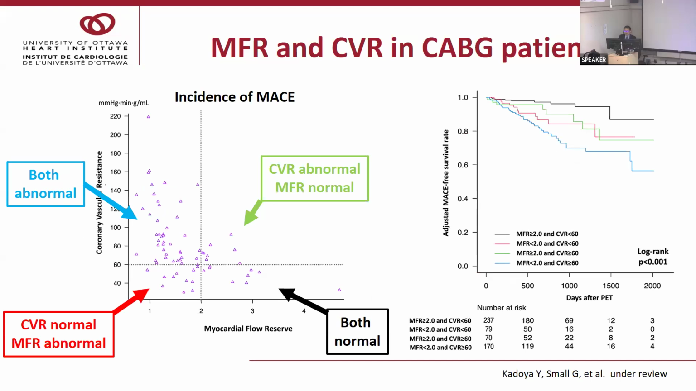When we classify the patients into 4 groups based on CVR and MFR, there was a significant difference in prognosis between the 4 groups. If both CVR and MFR were normal, the patient has significantly better prognosis, which is shown in black. Whereas if both were abnormal, the prognosis was worse, as shown in the blue. If either was abnormal, the prognosis was intermediate.